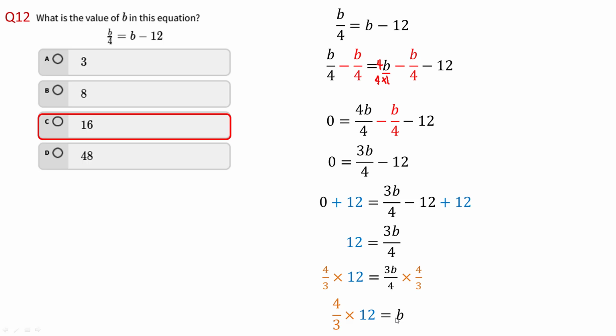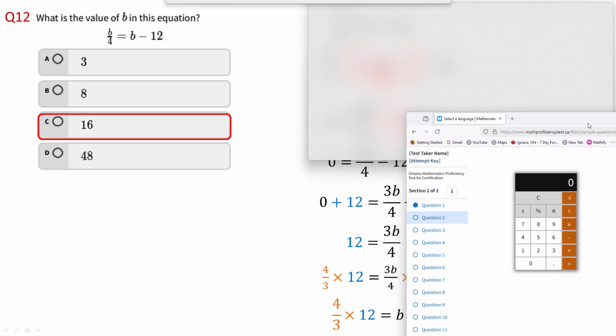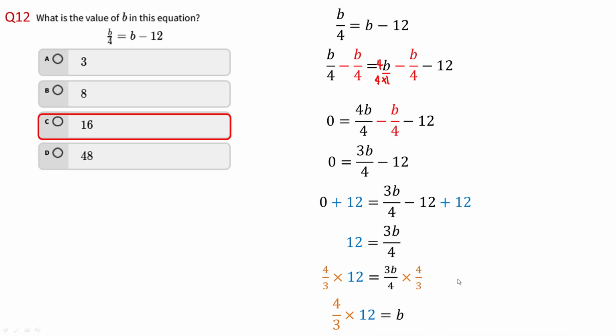So the way I would multiply that is I could take my handy-dandy calculator and clear. So it's 4/3 times 12. There we go. If I go 4 divided by 3, that's that decimal, times 12. So it's basically about 16. I already had the answer for this, so I didn't do the transition for it. So 16 is the correct answer for that one. So we get b equals 16.